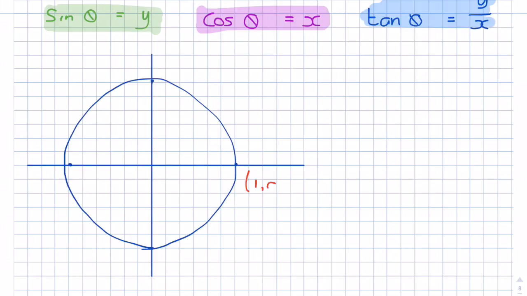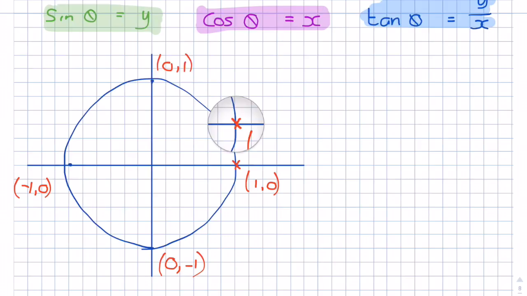So this was the coordinate 1, 0. This was minus 1, 0. This was 0, 1. And down here we had 0, minus 1. So remember, we're going to start at the positive x-axis here, and we're going to move around in a counterclockwise direction. Let's say I move around so much that I end up at the very top up here. Now the angle I've created, theta, means I've created an angle of 90 degrees.